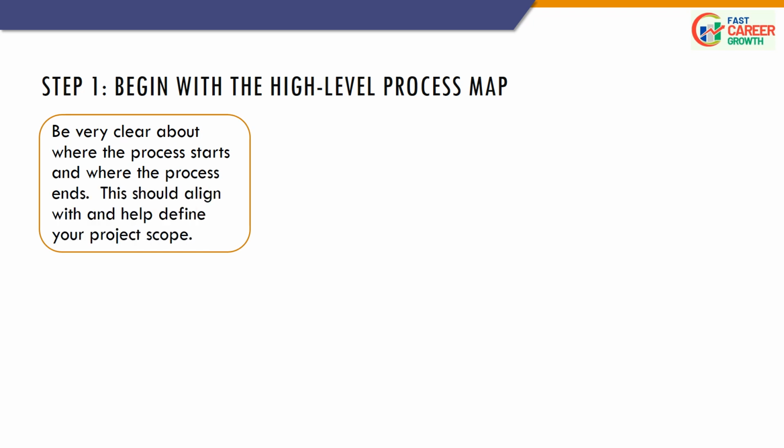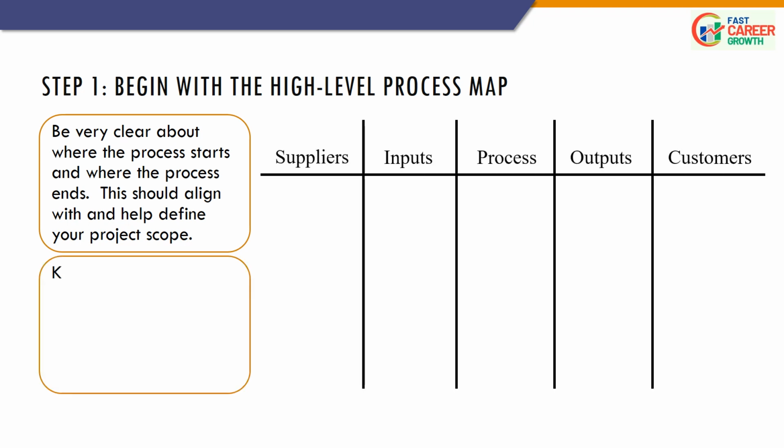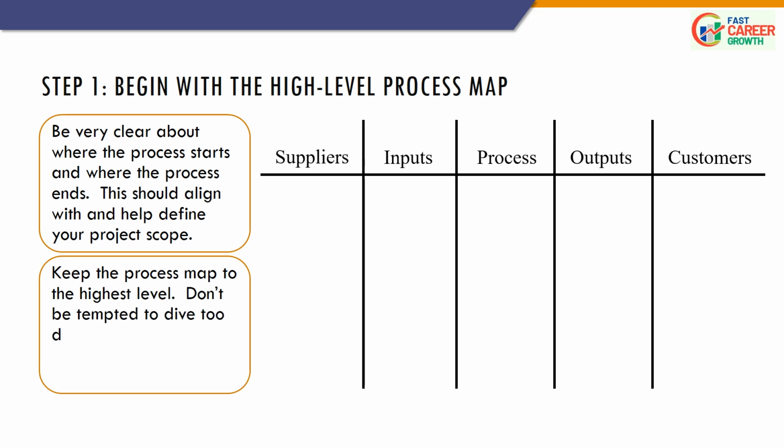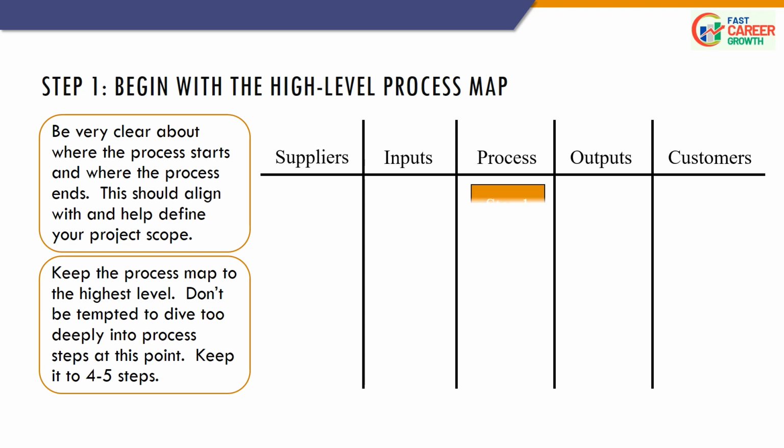And keep the process map to the highest level. Don't be tempted to dive too deeply into process steps at this point. Keep it to 4 to 5 steps maximum. Consider key critical process. Next, Step 2.